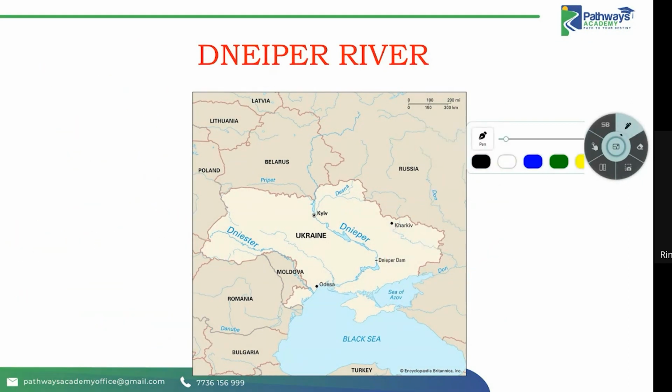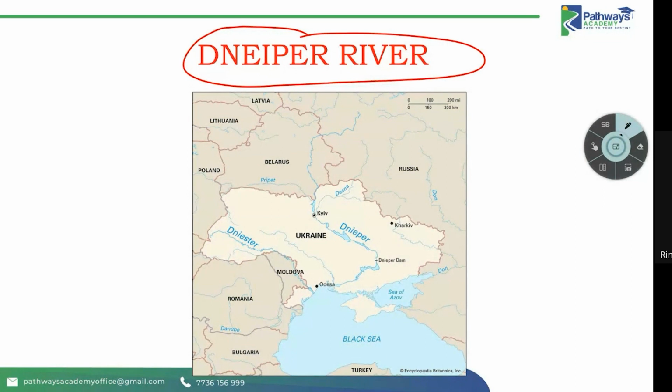Then another most important thing, that is the Dnieper River. This Dnieper River is flowing through almost the middle of Ukraine. Actually, the Dnieper River is passing through the center of Ukraine. What is the significance of this river? This river divides Ukraine into a western part and an eastern part.